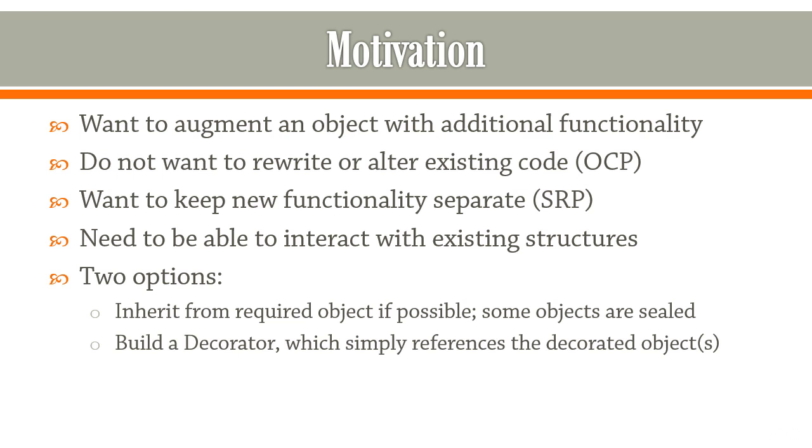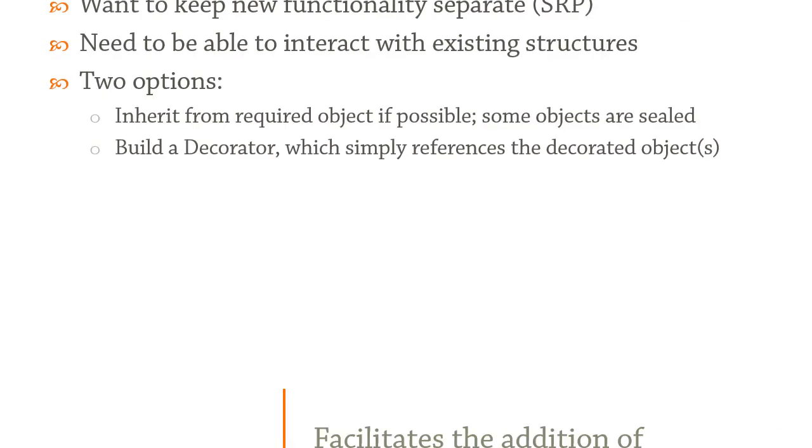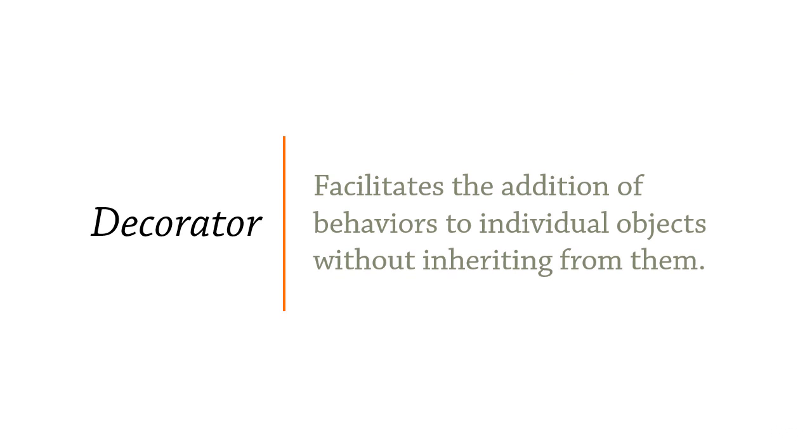So a decorator simply references the decorated object, and then it actually provides additional behavior on top of the behavior of those objects. And remember that because you don't have inheritance, you have to replicate the API and proxy the calls, which ReSharper actually helps you do. So the decorator facilitates the addition of behaviors to individual objects without actually inheriting from them. That's the key part about the decorator.